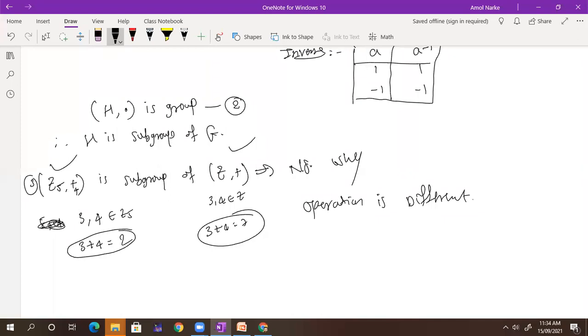So I just defined it here. If I have 3 plus 4 belonging to Z5, the meaning is like this: 3 is congruent to 3, not a bigger element. Suppose I take 7. 7 is congruent to 2 mod 5. So that plus operation is there. Got it? Yes. It means in both cases the plus sign has a different meaning.